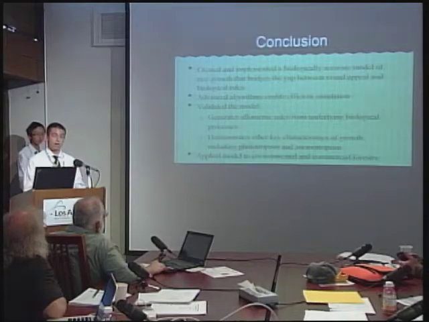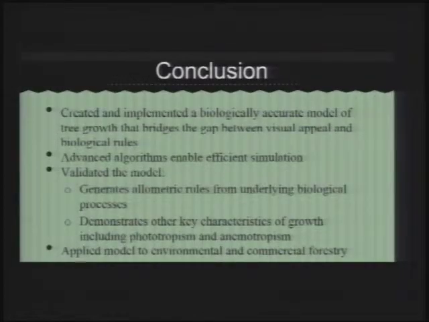In conclusion, we feel that we created and implemented a biologically accurate model, and as I said, it kind of bridges that gap. We also made use of a few advanced algorithms that enabled efficient simulation. Our model would have basically been impossible to do without these algorithms such as the voxel grid and the recursion. We also validated the model by showing, one, that it generates these empirical allometric rules that all trees follow, and it does so from underlying biological processes rather than programming them in. We also demonstrated that it shows other key characteristics of growth, such as phototropism and anemotropism. And then lastly, we were able to apply our model and demonstrate the application of our model in tree plantations.